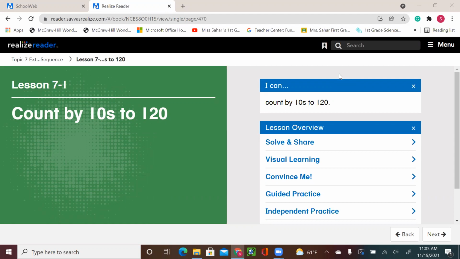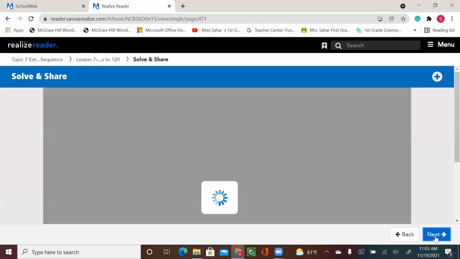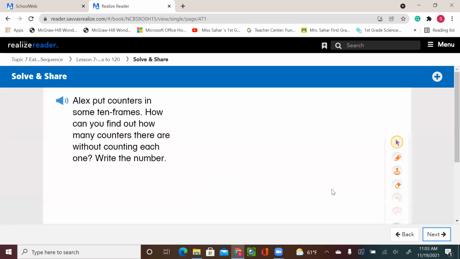In this topic, we'll learn how to count by tens till 120, how to count from 1 till 120, and then how to use a number chart and other lessons. So let's start with the first lesson, topic 7, lesson 1. Please open your book, page 285. Let's see what we have.